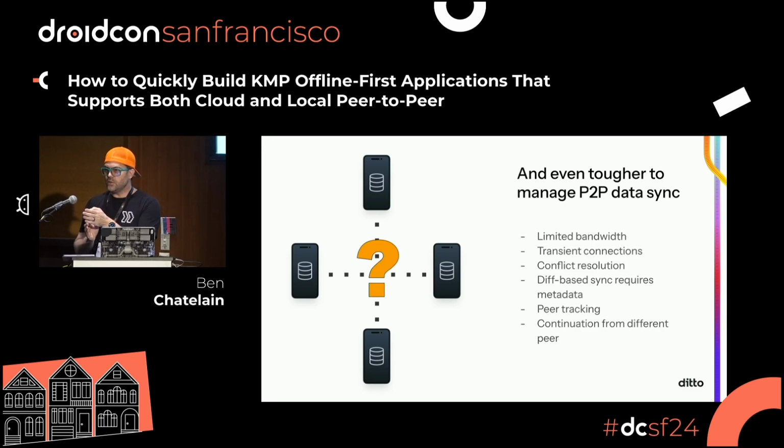And can I continue getting the same data from a different peer? Like, do they have the data? How do I ask for that? These are complicated protocol questions. We're not going to get into all of that. I just want to call it out that this is not a space you step into lightly.